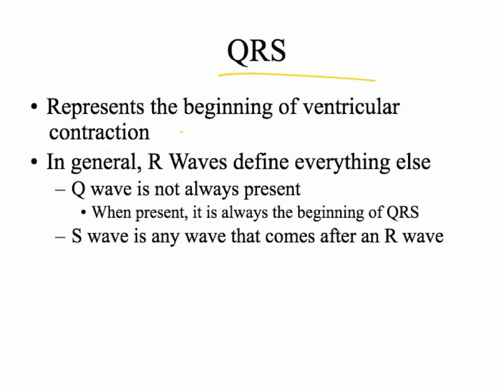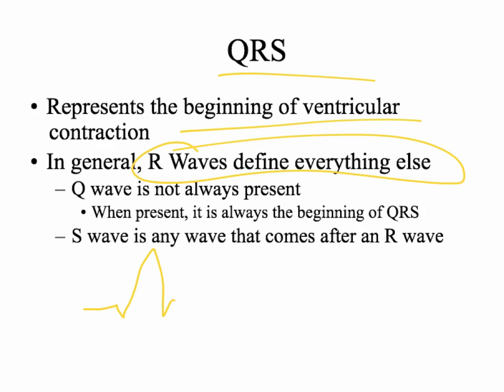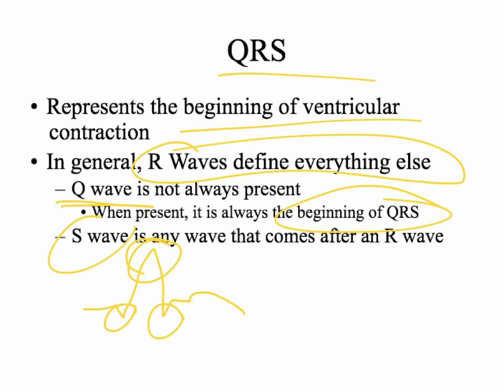Okay, QRS, it's the ventricular contraction. R wave usually defines everything else. That's not always true, but if you see something that looks like an R wave, then that's probably the Q and that's the S. Because in many leads, the R wave is the largest. Q wave isn't always present, but when it is, it's always at the beginning of the QRS wave, and the S wave is always going to come after the R wave. So Q wave before, S wave after.